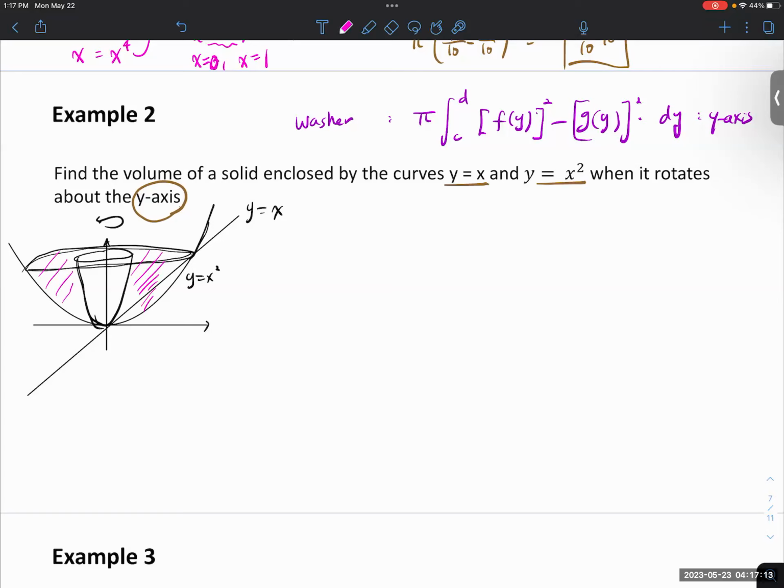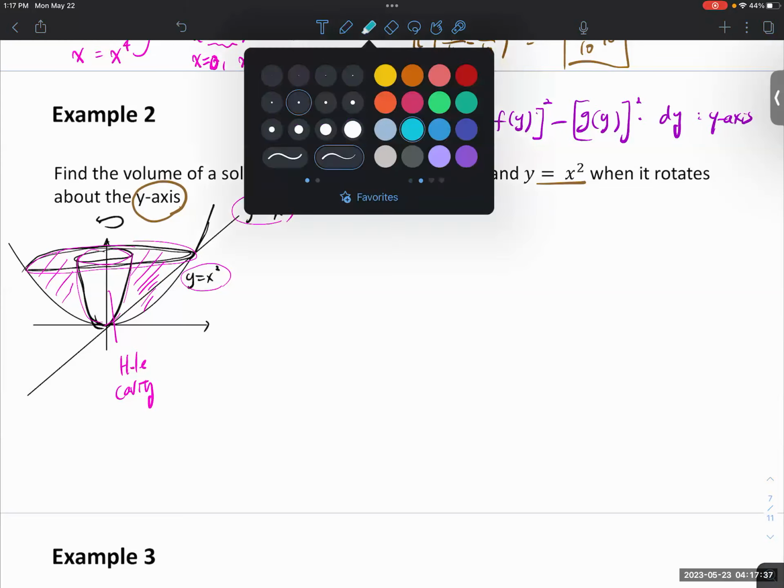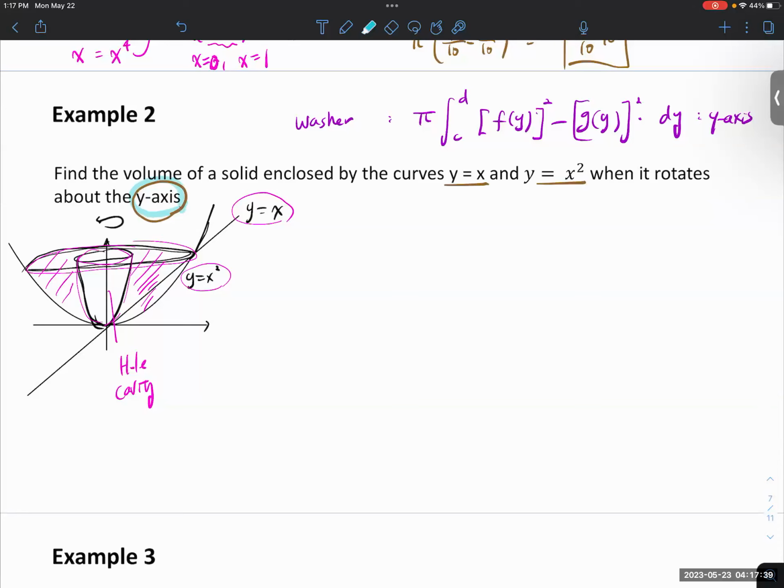So we are looking for the volume between two functions. y equal to x creates a hole like this, and then y equal to x squared is a little bit smaller. We are looking for the between, correct? So there's a cavity, there's a hole. They didn't give us the height, so let's find the height. They're rotating about the y-axis, so from here to here, we need to find the height.